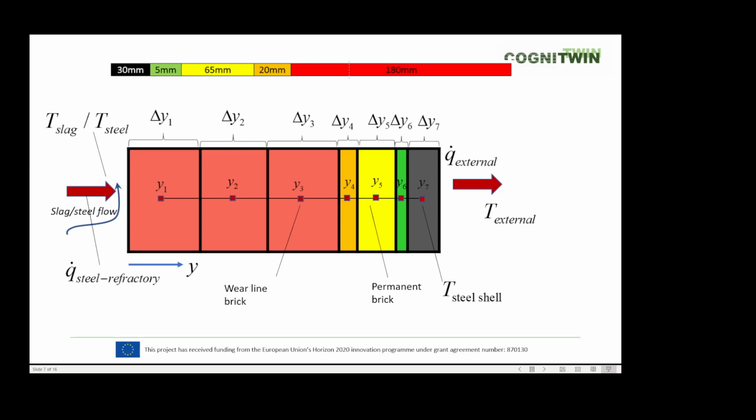We see also that there is heat lost to the external by radiation and by different convection methods. And on the left hand side we have interaction with the slag and the steel, and there can be both convection, but if this is above the melt level, it can also be radiation that contributes to the heat transfer on the left side.